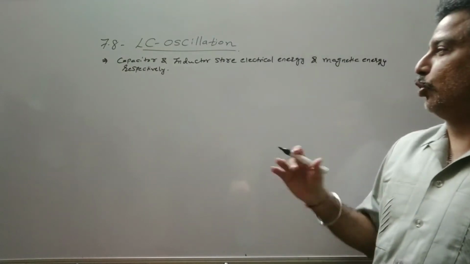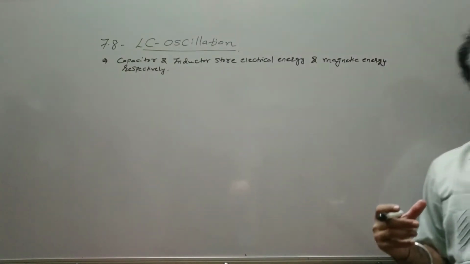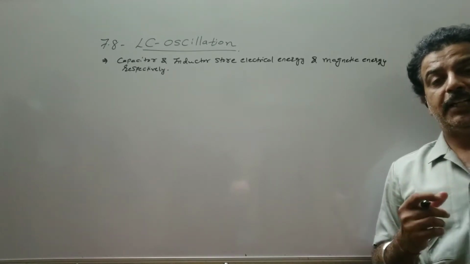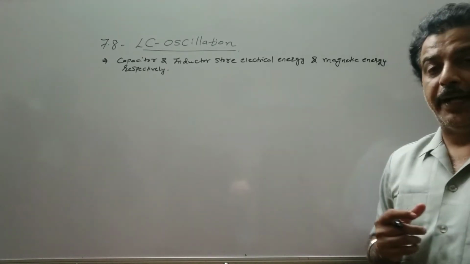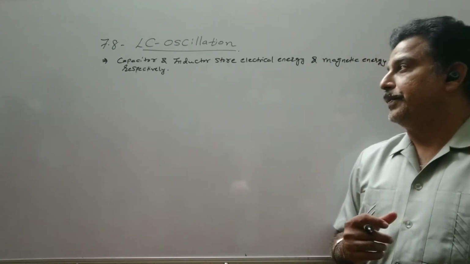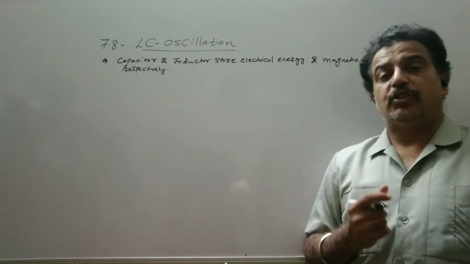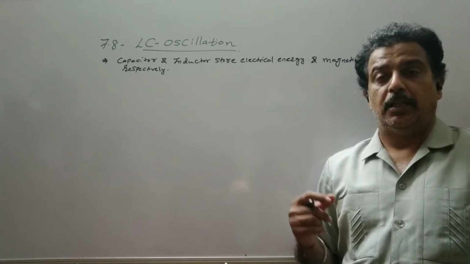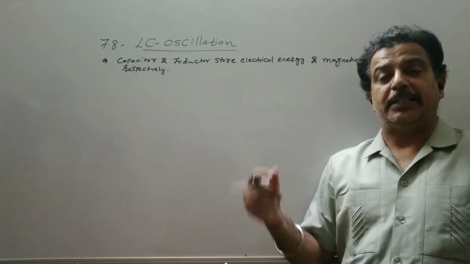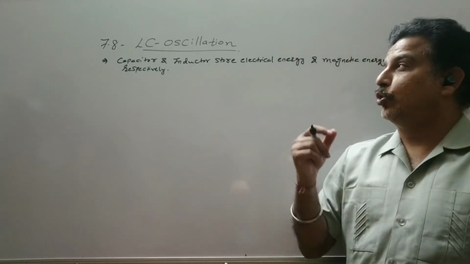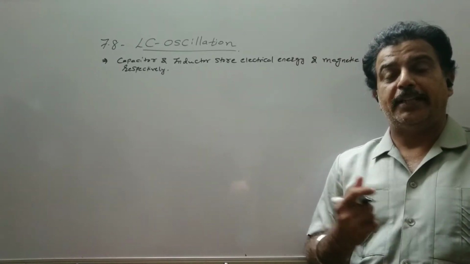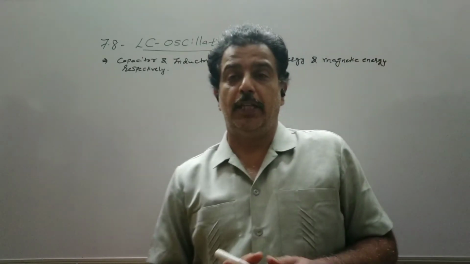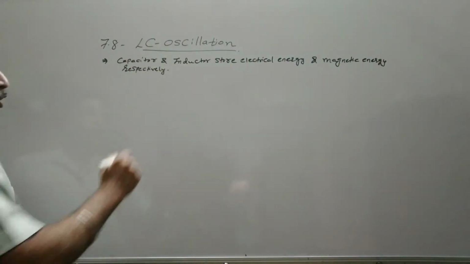Now a capacitor stores energy in the form of an electric field and the inductor stores energy in the form of magnetic field lines, or magnetic field. Now initially you have to charge a capacitor fully, and when that capacitor is connected to an inductor, this circuit exhibits the phenomenon which is known as LC oscillation.